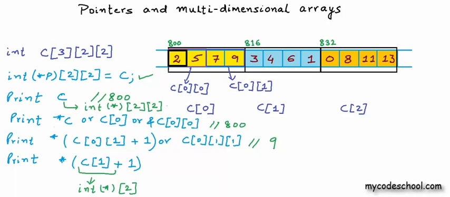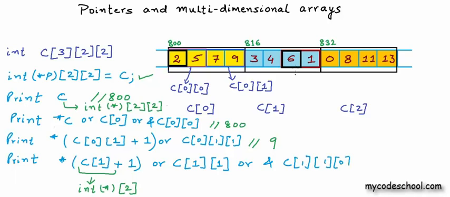C[1] will return us a pointer to a one-dimensional array, the first one-dimensional array in C[1], this block containing integers 3 and 4. Adding 1 is performing pointer arithmetic and going to the next one-dimensional array. It's going to this one-dimensional array containing 6 and 1. And now dereferencing is basically getting the one-dimensional array from the pointer. And if you just use the name of the one-dimensional array, you get a pointer to the first element in the one-dimensional array. So we will get a pointer to this integer 6.